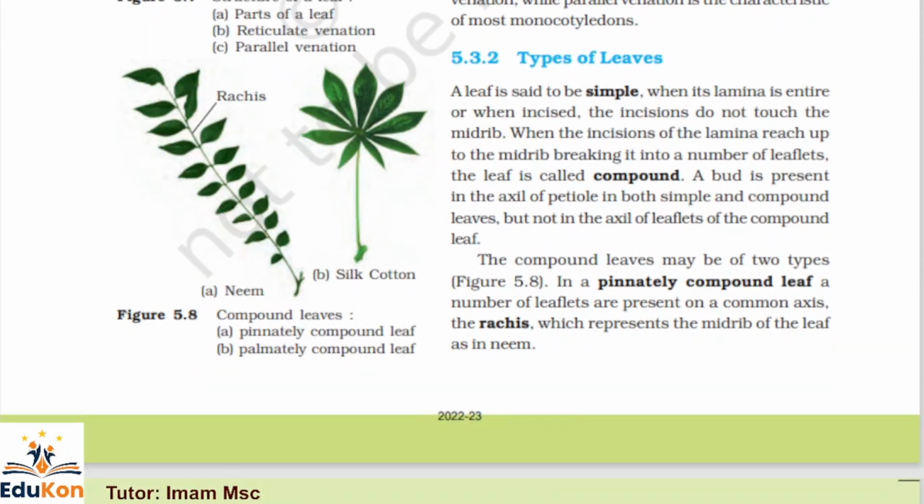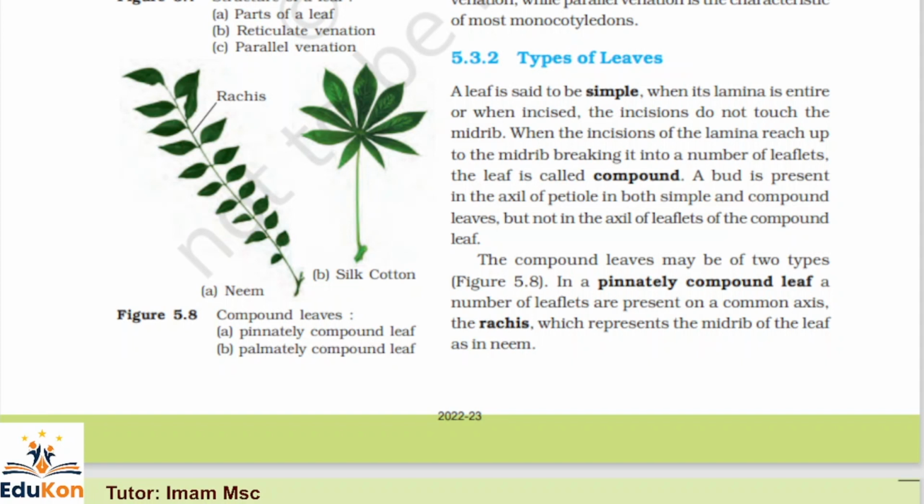Types of leaves. A leaf is said to be simple when its lamina is entire or when incised, but the incisions do not touch the midrib. Midrib will be there constantly. When the incisions of lamina reach up to the midrib, breaking into a number of leaflets, the leaf is called compound leaf. Incision means cutting. So when the incision of the lamina reach up to the midrib, breaking it into a number of leaflets, the leaf is called compound leaf.